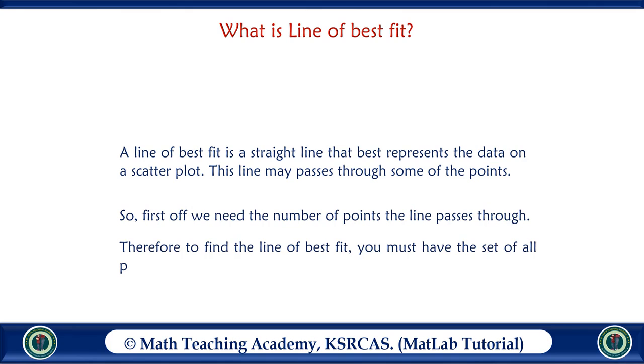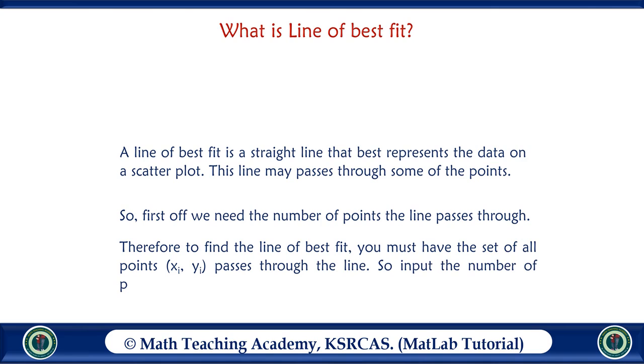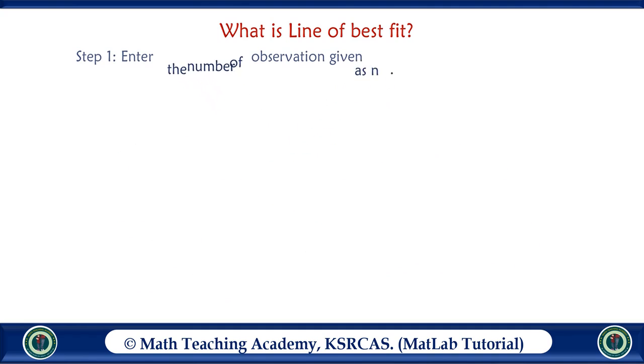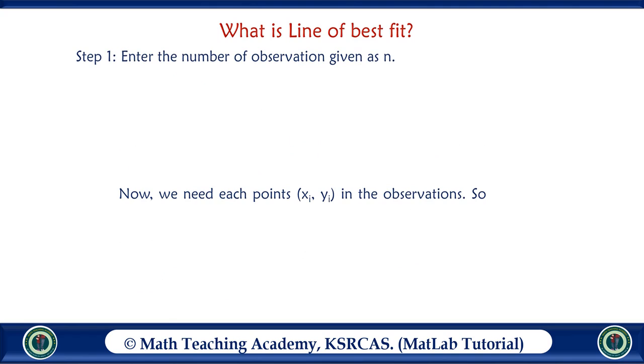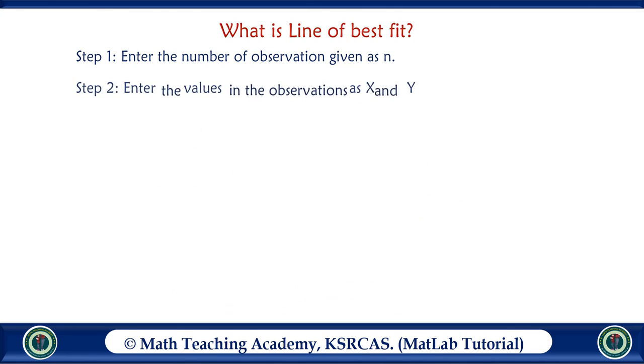Therefore, to find the line of best fit, you must have the set of all points xi, yi the line passes through. So, input the number of points as n. That means the number of observations as n. Step 1. Enter the number of observations given as n. Now, we need each point xi, yi in the observation. So, let us take capital X and capital Y to be the set of all points in the observations. So let it be step 2. Enter the values in the observation as capital X and capital Y.